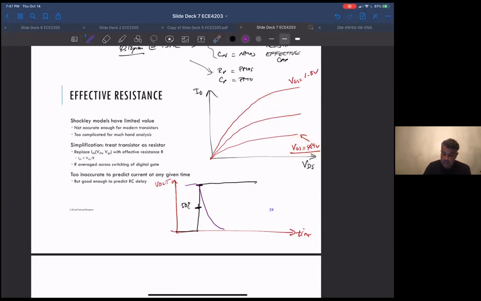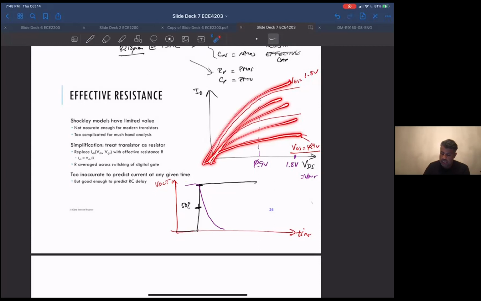Simultaneously, you're looking at what happens when the VDS, which is the output, is going from 1.8 volts to 0.9 volts. So let's say this is the curve for VGS of 0.9, and this is the curve for VGS of 1.8. This is what the input's doing, shifting through here. And as that's happening, the output in each one of these cases is getting closer to the 50% point of the output.